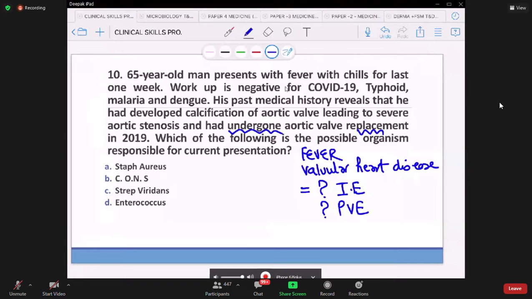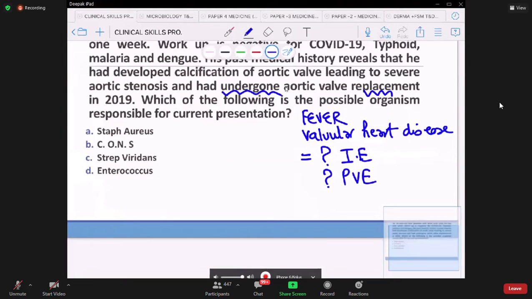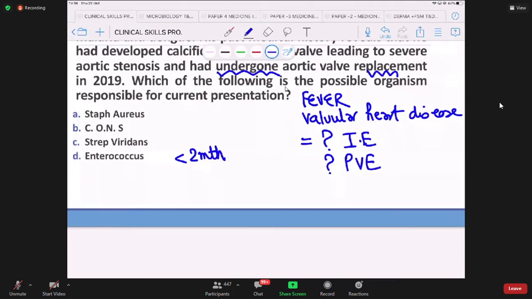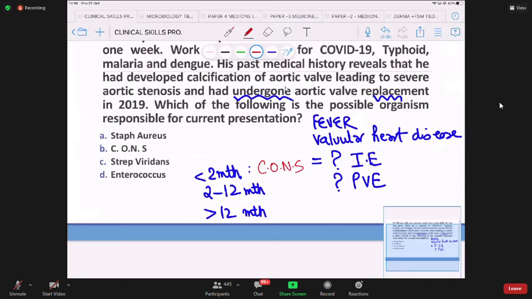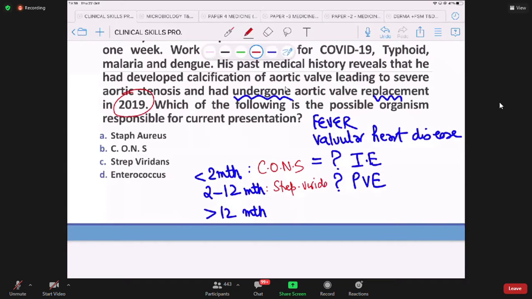Guys, the basic point is in prosthetic valve endocarditis, infection can occur in the first 2 months, anytime between 2 to 12 months, or anytime after 12 months. So we have an early onset, an intermediate onset, or a late onset. For early onset, the answer is CoNS, coagulase negative staphylococcus. But see, he has given you the year 2019, now is 2020, so we're assuming at least 1 year has gone by. Between 2 to 12 months, the organism responsible is Streptococcus viridans. Yes, the same organism that causes SABE is the villain in a person having prosthetic valve endocarditis.